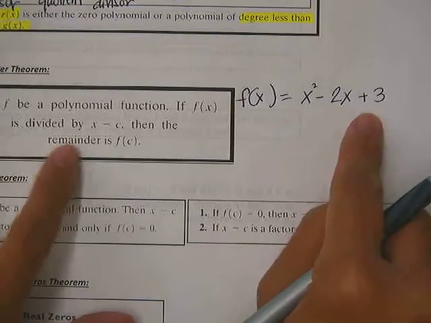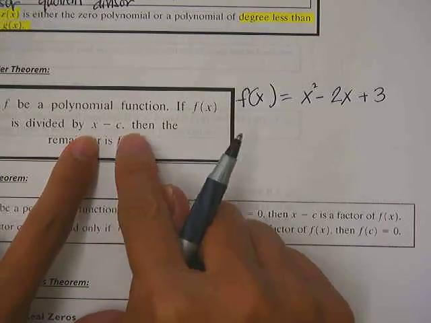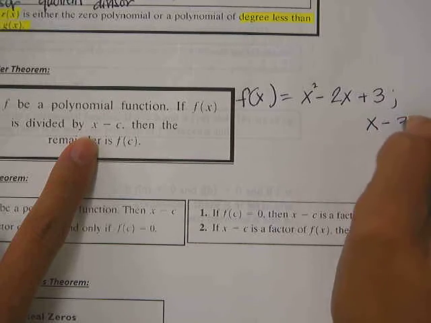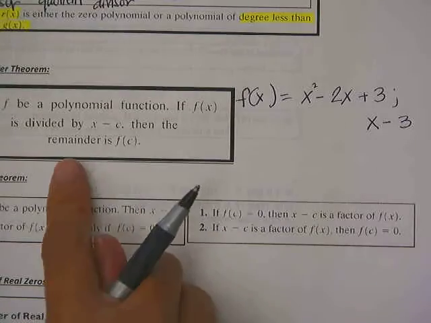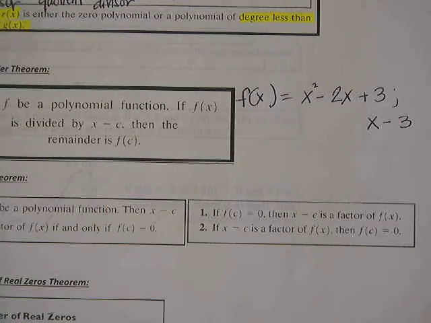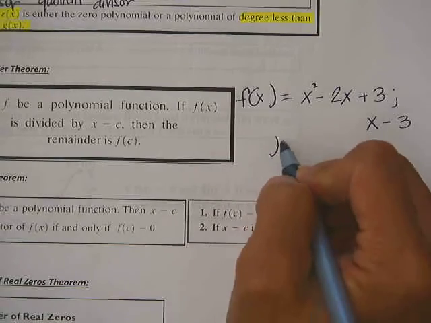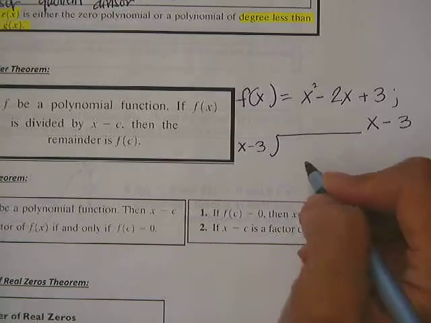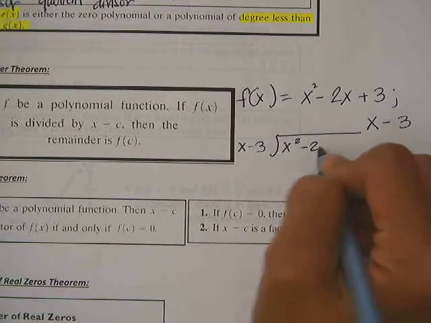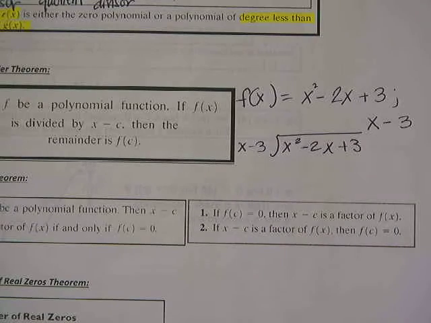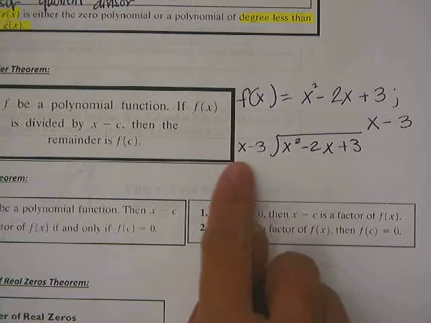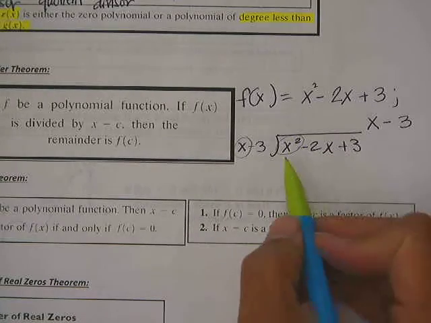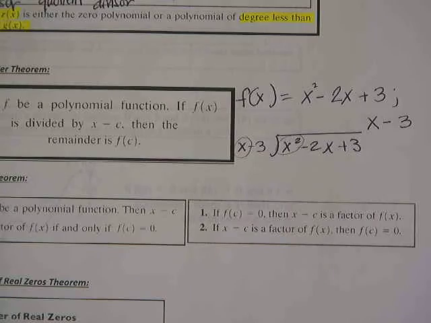And it says here, if f of x is divided by x minus c, then the remainder is f of c. Well, I want you to divide by x minus 3. So let's look at it. Let's divide. Here we go, long division, x minus 3. And if you don't remember long division, this is a great review for you. X squared minus 2x plus 3. So we're going to take the first term, x squared, divided by that very first term, x. X squared divided by x is going to be x.